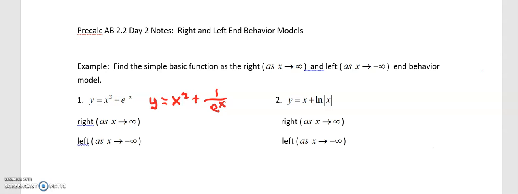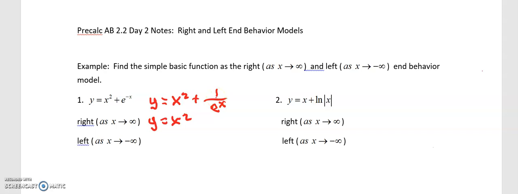And so as x approaches infinity, let's look at 1 over e to the x first. When I plug in larger and larger values for x, e to the large number is a very large number. And 1 over a very large number basically becomes 0. And when I put infinity in for x squared, well, it gets larger and larger. So in this case, as a right end behavior model, it's just y equals x squared. X squared certainly overpowers 1 over e to the x when it comes to large positive values, because you're going to take large numbers like say 1,000,000 and add it to basically 0.